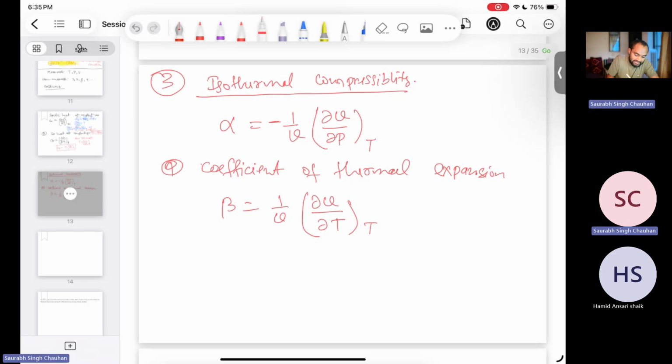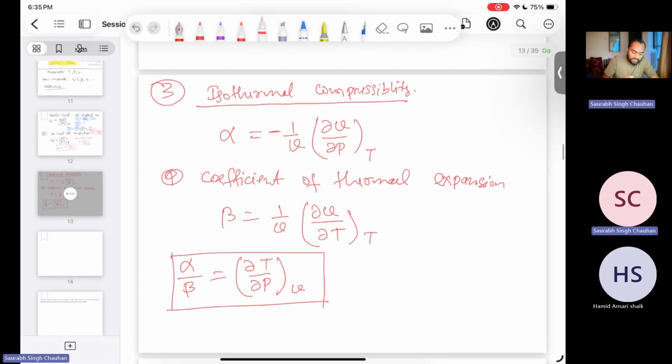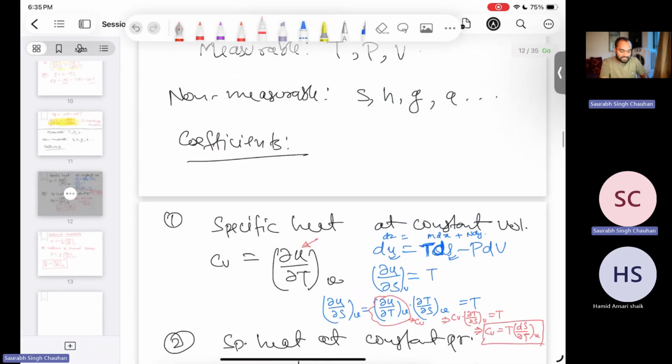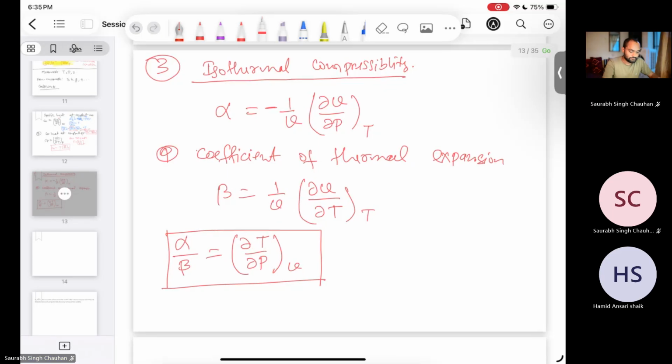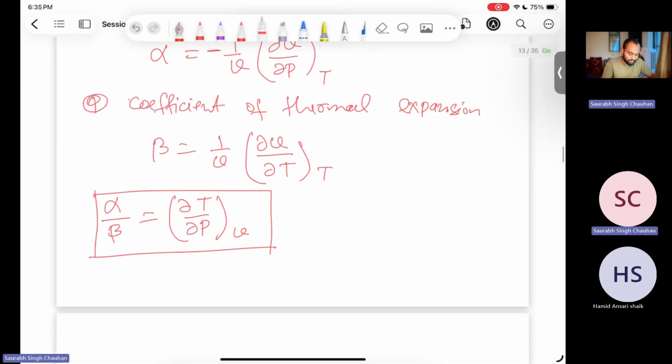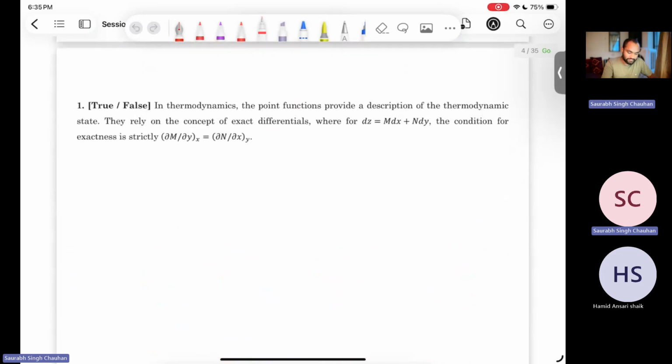You can take the ratio of these two coefficients, alpha by beta, and simplify a little bit. I'm not doing that. Then you will get ∂T/∂P at constant volume. You can try to prove this yourself, but we defined these quantities because they will be useful later. With this brief recap, we can try to attempt some questions.